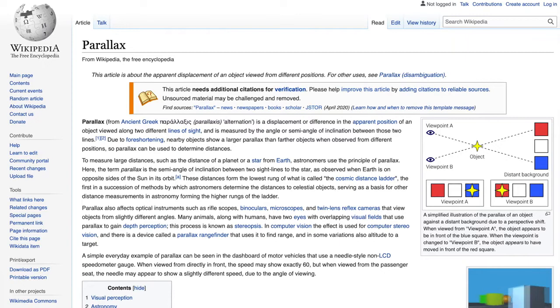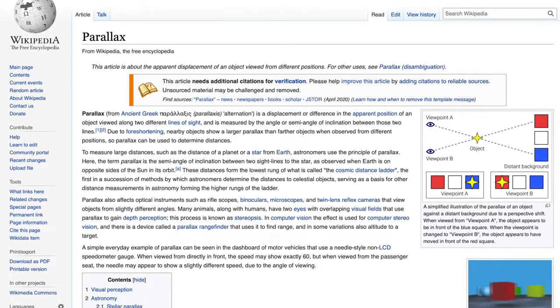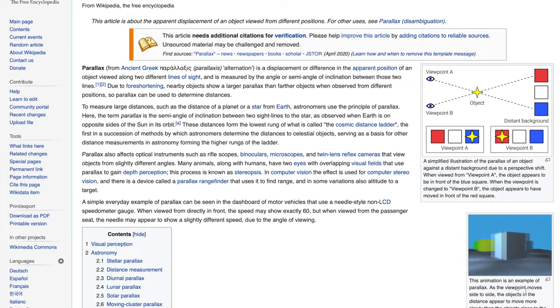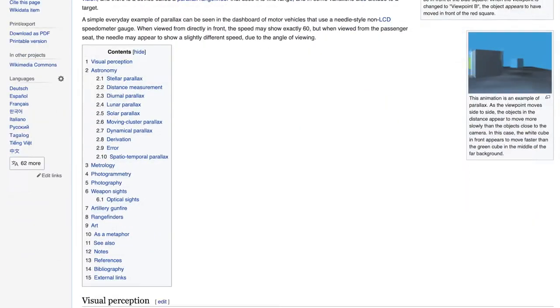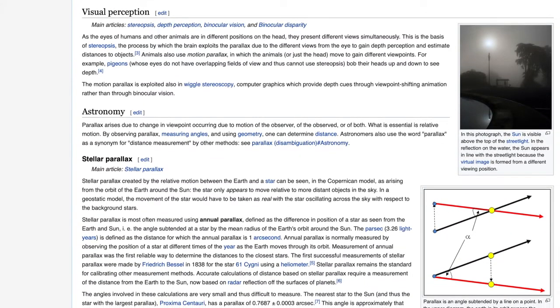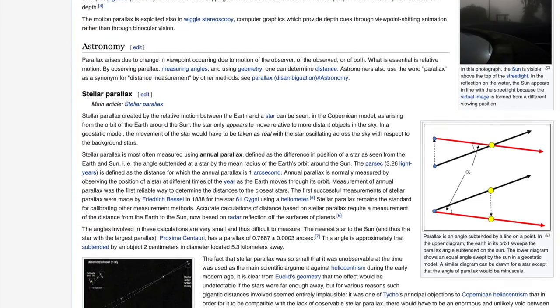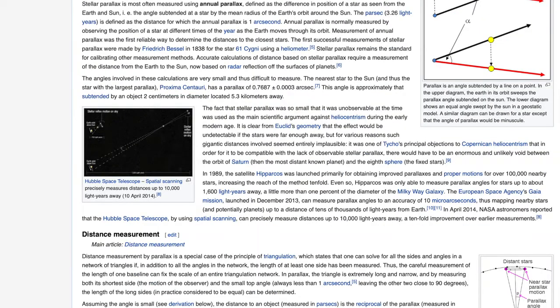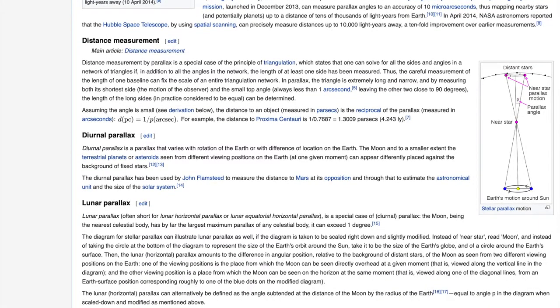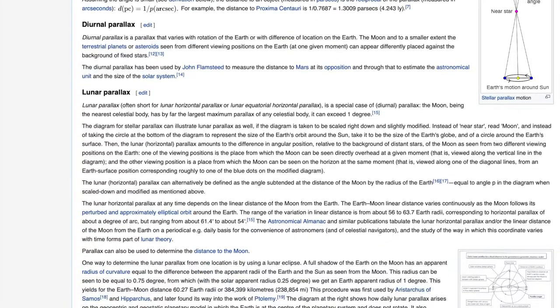According to Wikipedia, parallax is a displacement or difference in the apparent position of an object when viewed along two different lines of sight. Very simple. As you can see in the animation, as you move left and right, objects in the scene change position relative to each other. Great article. You should browse it and read more about parallax used in astronomy, looking for stellar parallax, the challenges, the history, how they've tried to determine the distances in the solar system. Very, very interesting.